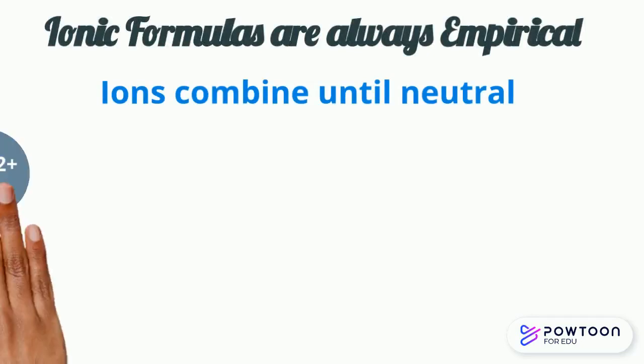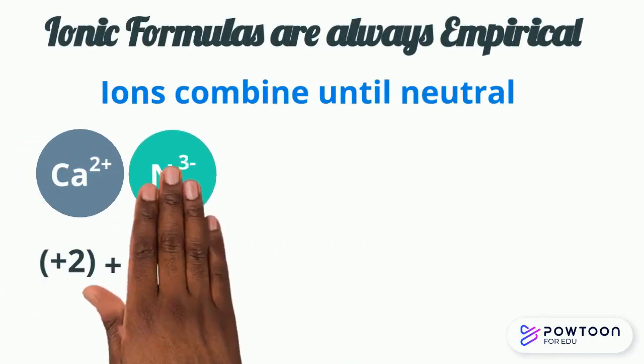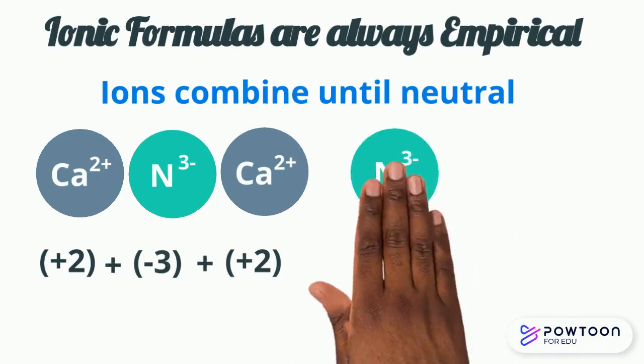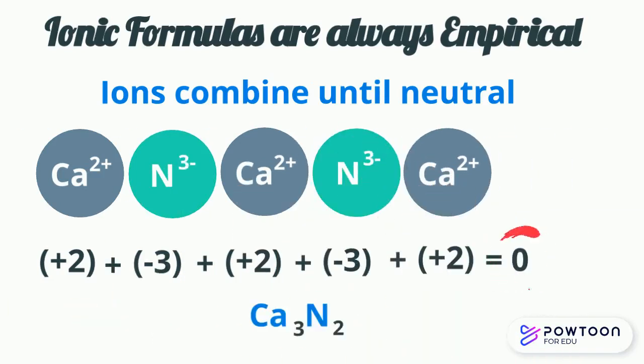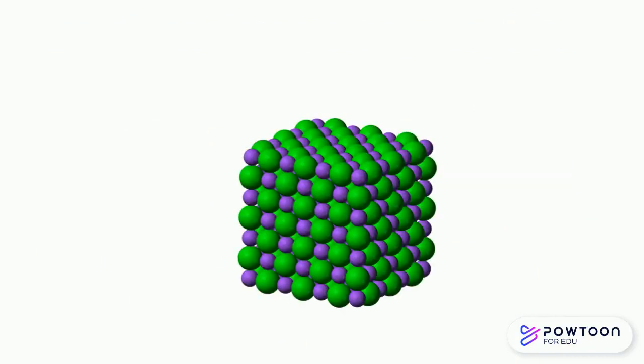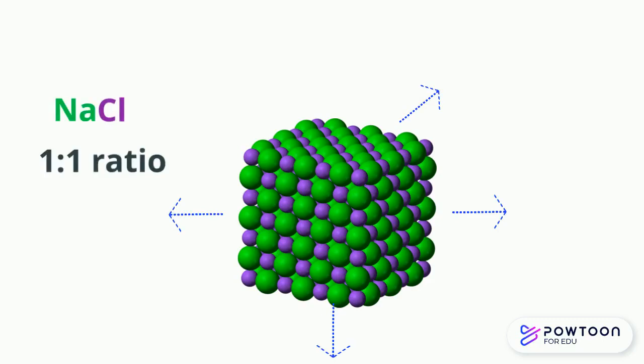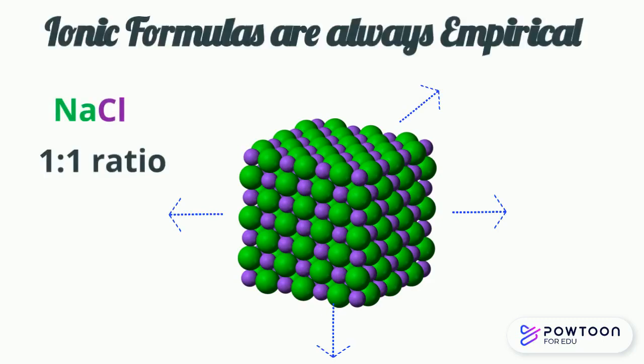Ionic formulas are the smallest ratio of ions that, when combined, are neutral. So the formula only tells what ratio of atoms are present, since the structure is a crystal that can grow indefinitely in all directions. Therefore, ionic formulas are always empirical formulas.